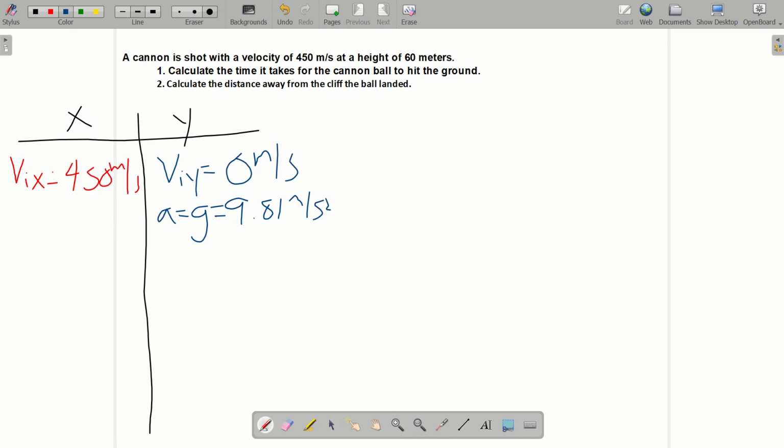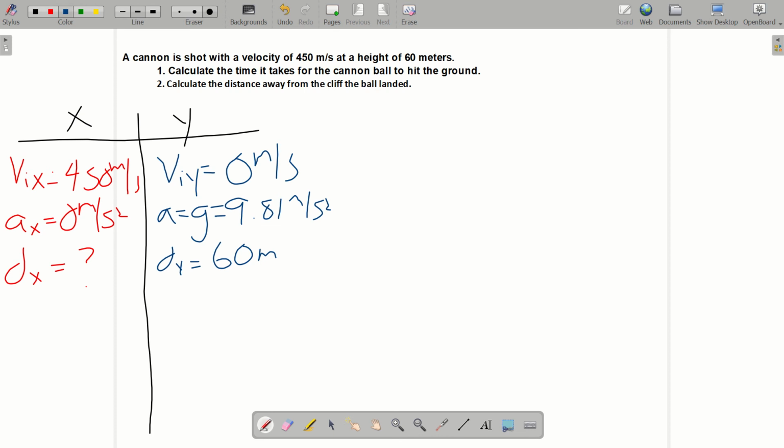Gravity is only pulling up and down, not side to side. So we know that our acceleration in the x direction is going to be 0. There's no acceleration in the x direction. We have our height. Height is vertical, so that's our distance in our y direction. The height of the cliff is 60 meters. For part B, part 2, we're solving for the distance in the x direction, how far away it is. So that's one of our unknowns.